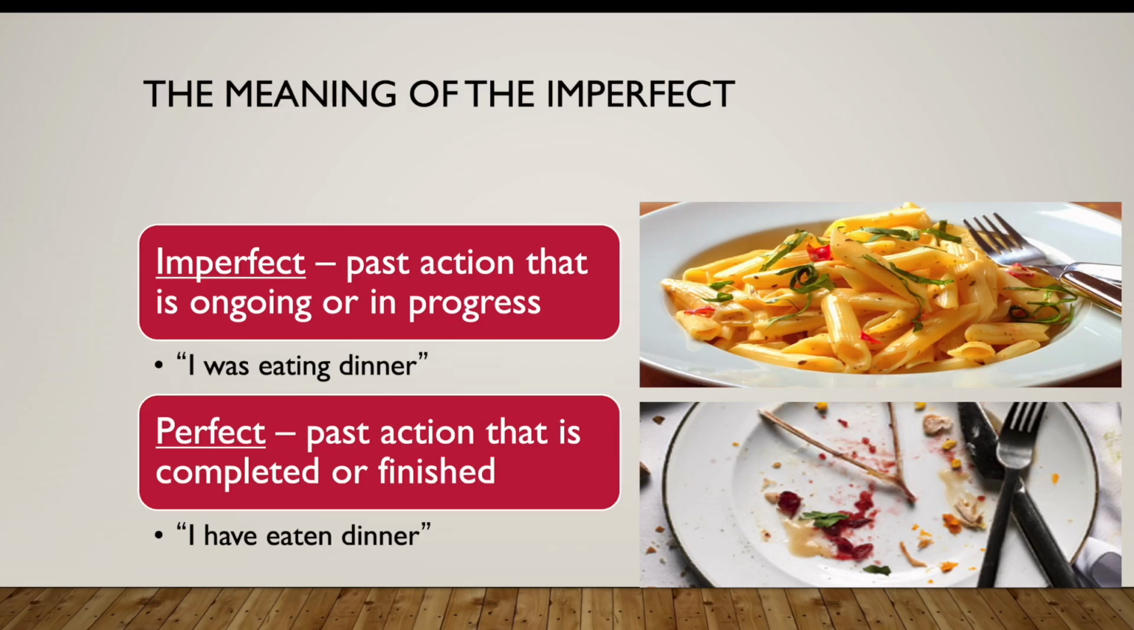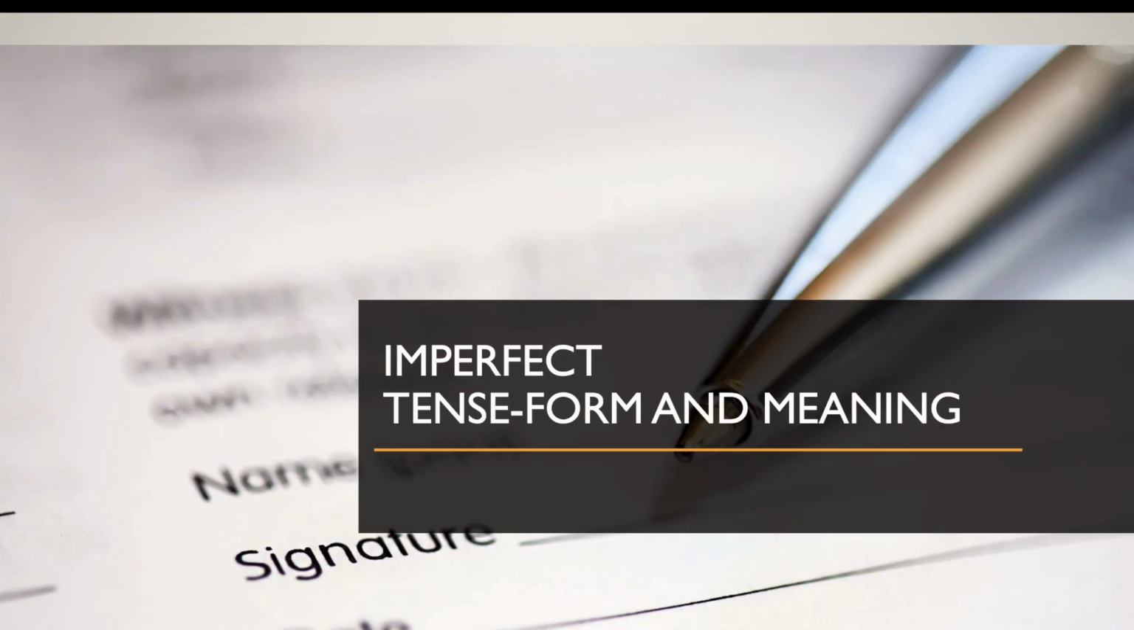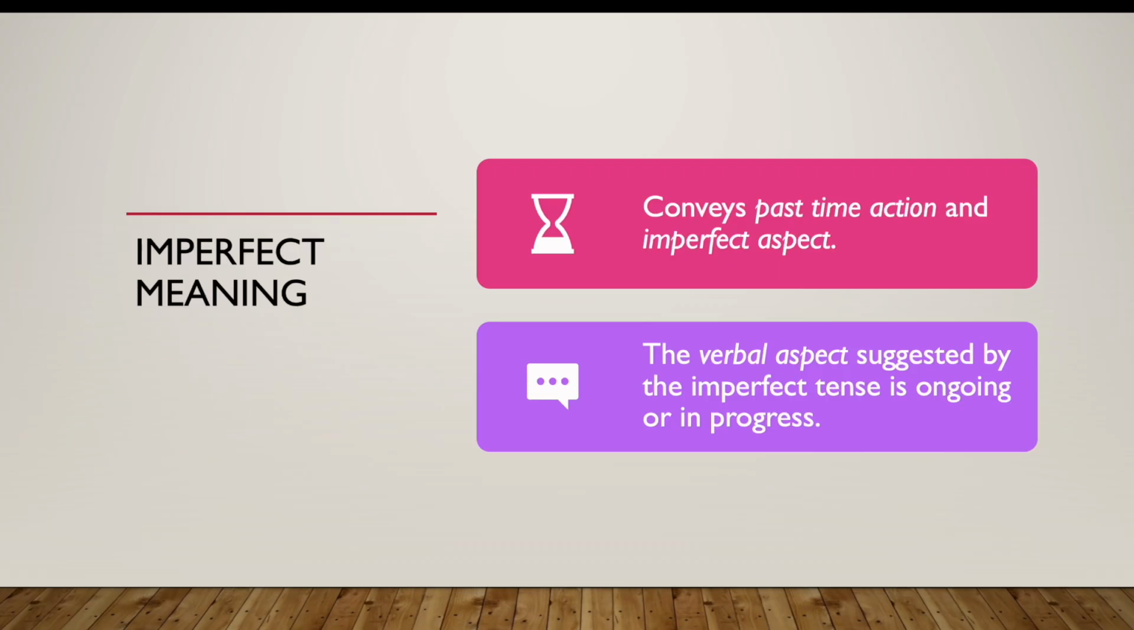So what's the meaning of the imperfect? The imperfect in the indicative indicates past action that is ongoing or in progress. For instance, I was eating dinner. This can be contrasted with the nuance of perfect action, and that is past action that is completed or finished. Or, for instance, I have eaten dinner. So we're going to start by talking about the imperfect tense form and its meaning.